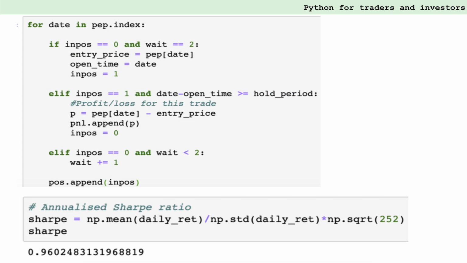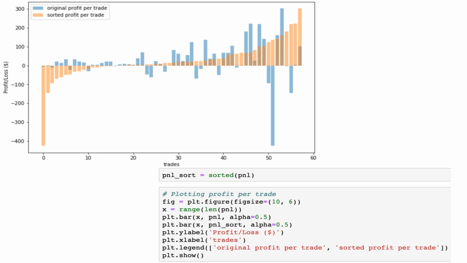Now we run the backtest with the code shown here. It loops through the dates and uses conditions for entry and exit, such that we get trades with 60-day holding periods and a break for 2 days after each trade. Note that this is not a backtest to create profitable trading strategies, but rather to demonstrate the twist in the Sharpe ratio.